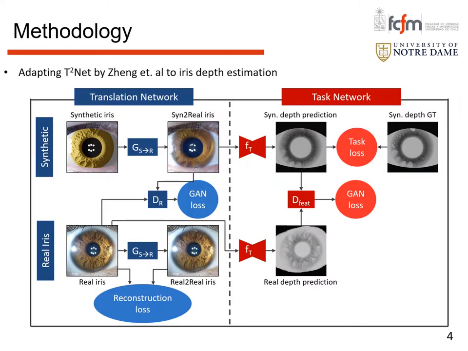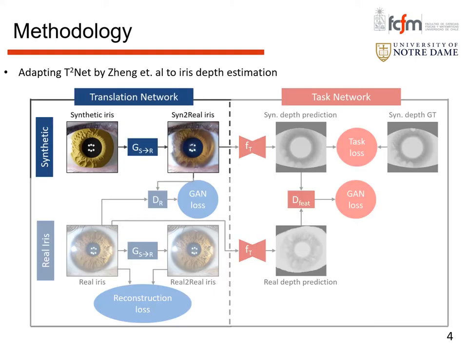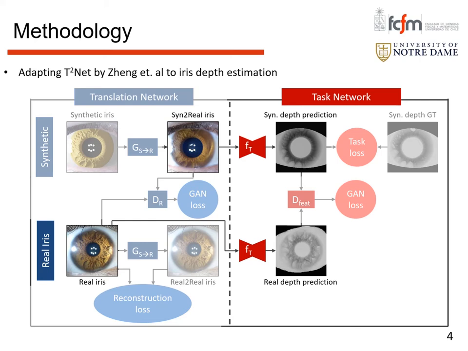The methodology. Sheng et al. proposed T-squared-net, a novel architecture which allows training with real and synthetic datasets to overcome the scarcity of real data. The network is divided in translation and task. In this work, the translation part performs domain adaptation on synthetic iris images to make them look more photorealistic. The task network produces depth prediction from real and realistic iris images.